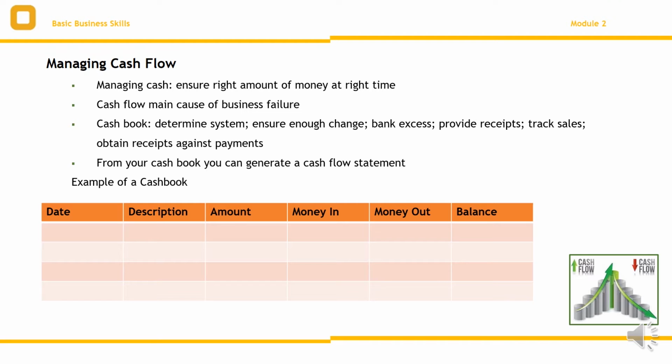In a cash book, you will have a date. Under the date, you will record each day what happened, what money came into the business. Under description, you would describe what the transaction was for, whether you were purchasing stock, whether it was sales. Under amount, you'd record the actual rand amount that actually came in. You would then also record whether it was money that came into the business through sales. So under money in, it would be incomes.